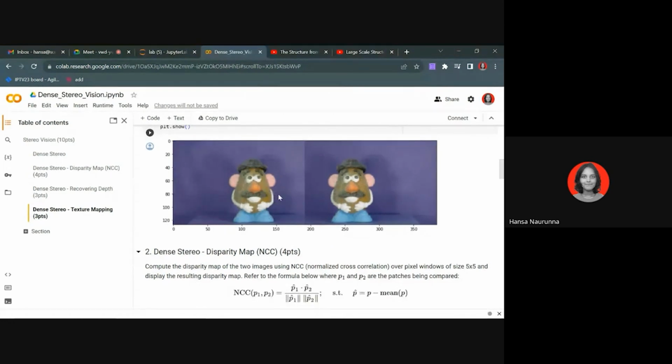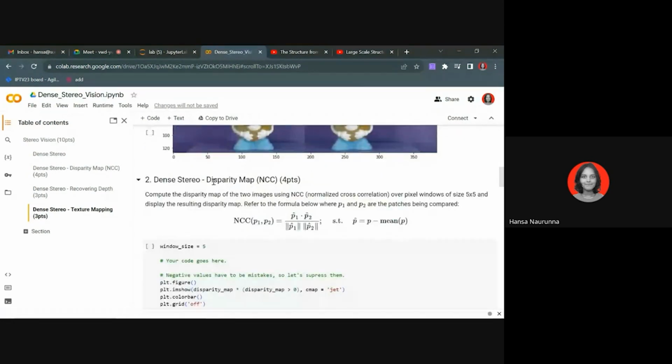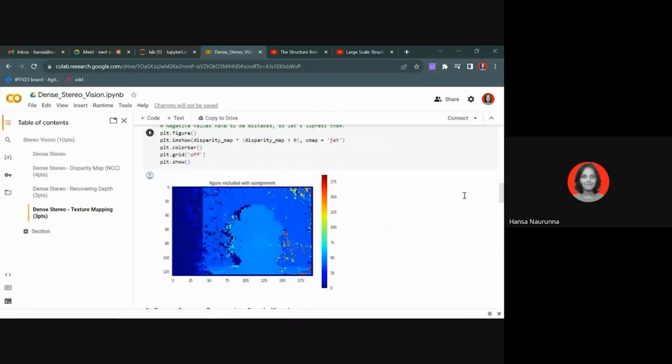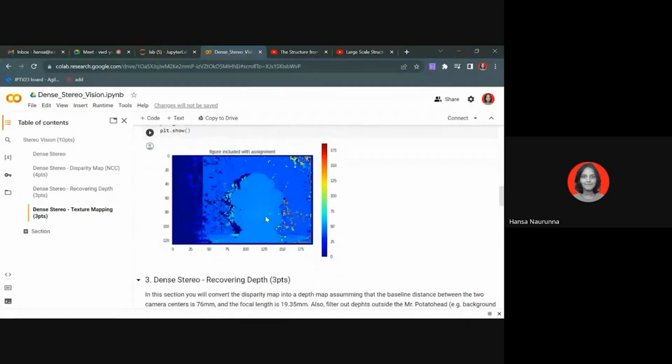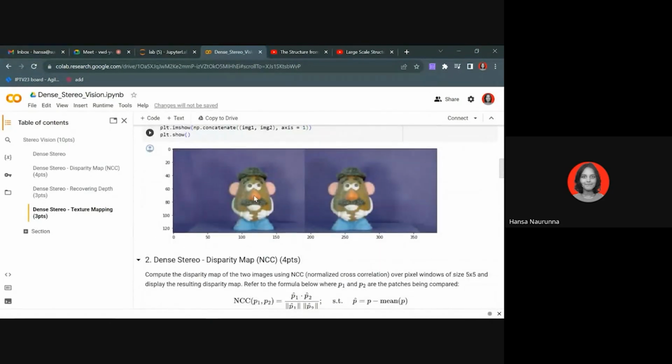In this case, what they're doing is computing a disparity map, using normalized cross correlation over a 5-pixel window to do the matching between these features. What we mean by normalized cross correlation over 5 pixels is that we take 5 pixels here, match them over here, and do that for the entire image, and then we figure out how much each one of those 5-pixel windows is actually moving.